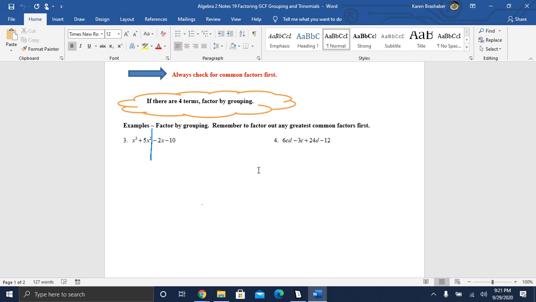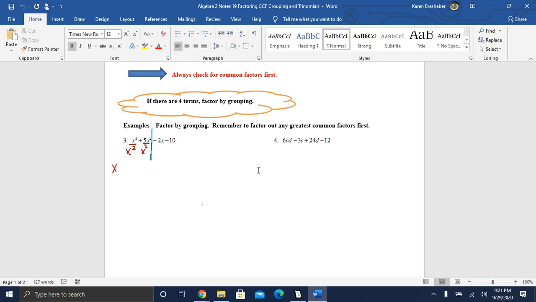So I have x to the third plus 5x to the second, and then I have negative 2x minus 10. And now I'm going to think about just my first 2 and my last 2. So I'm going to divide by as big of a number. Well, my number, I can't divide by anything but 1. I'm not going to write the 1. And then I'm going to look at my variable, and I can divide by an x with the lower power. So x to the second power.